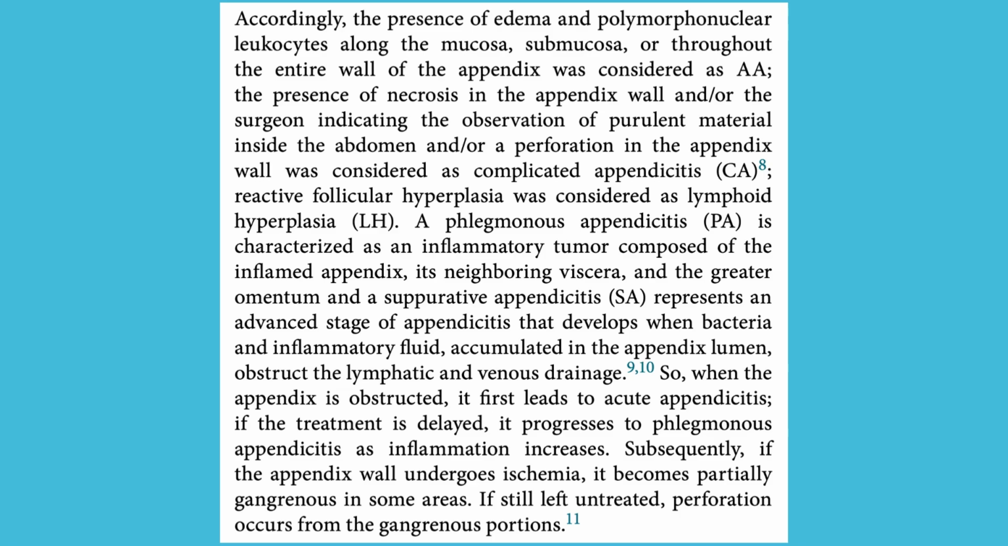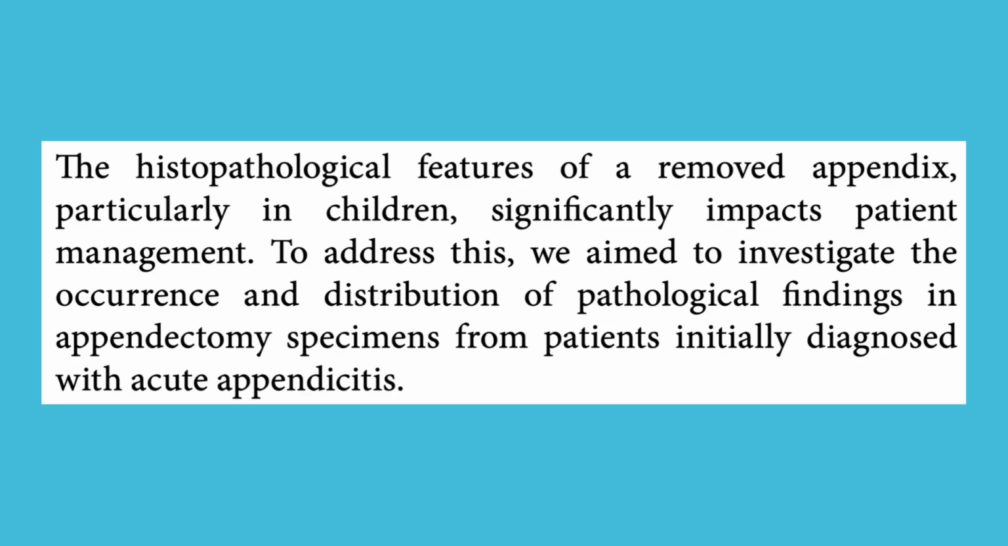So, when the appendix is obstructed, it first leads to acute appendicitis. If the treatment is delayed, it progresses to phlegmonous appendicitis as inflammation increases. Subsequently, if the appendix wall undergoes ischemia, it becomes partially gangrenous in some areas. If still left untreated, perforation occurs from the gangrenous portions. The histopathological features of a removed appendix, particularly in children, significantly impact patient management. To address this, we aim to investigate the occurrence and distribution of pathological findings in appendectomy specimens from patients initially diagnosed with acute appendicitis. Methods.